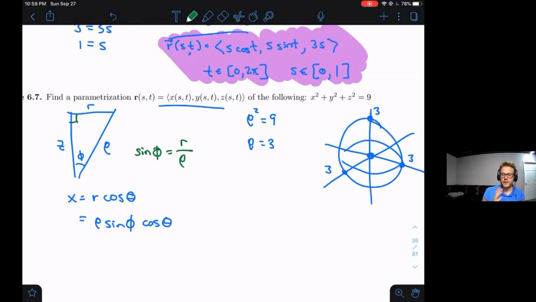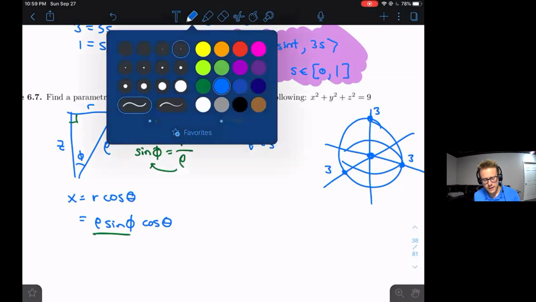So the only thing that's not really spherical in this equation is this R. And so if I go ahead and rearrange this and bring the rho over to this other side, that's where we get that R is the same thing as rho sine phi. So that's just how I kind of remember this here.